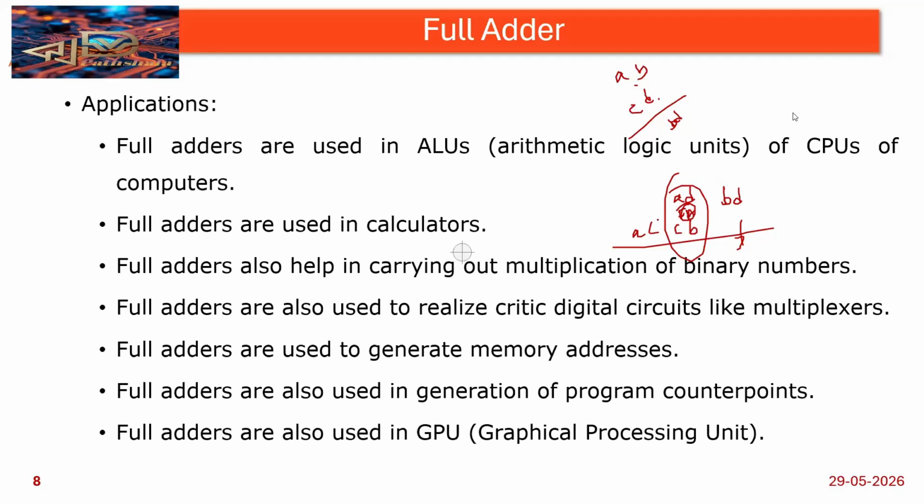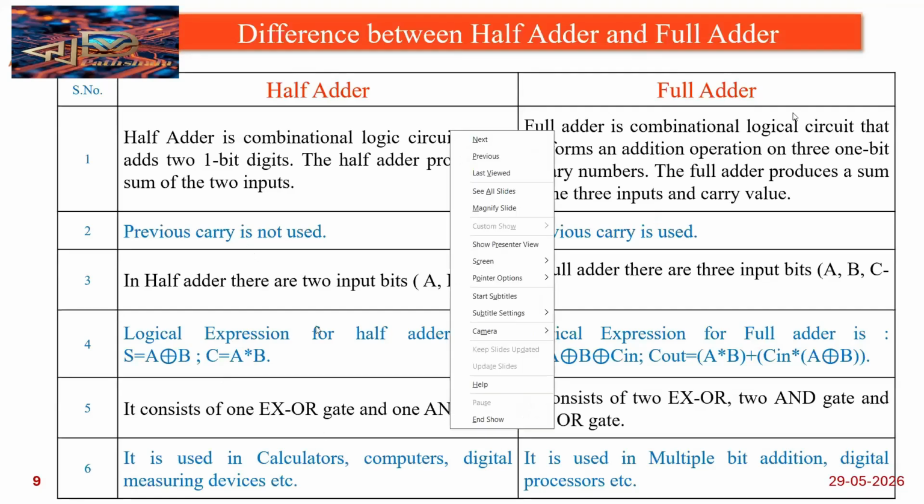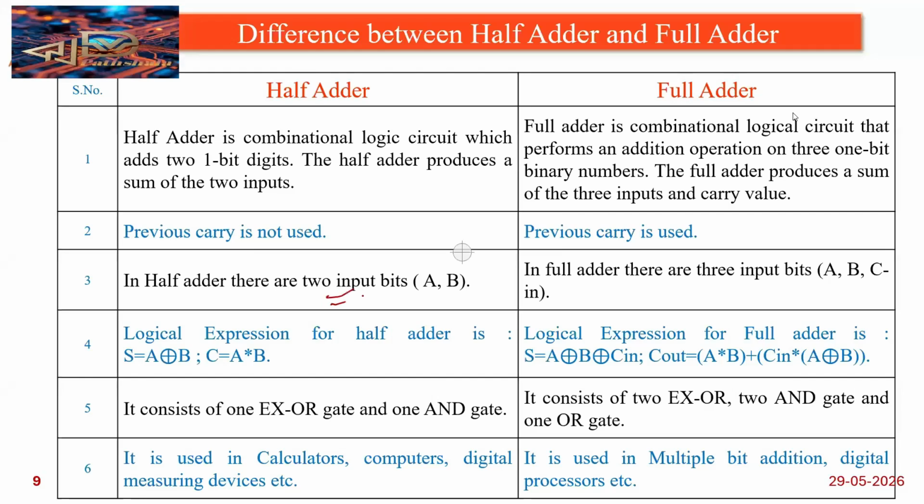These are the applications where we can use the full adder and half adder. A half adder has two inputs and two outputs, sum and carry. A full adder has three inputs, and here also we get two outputs, sum and carry.